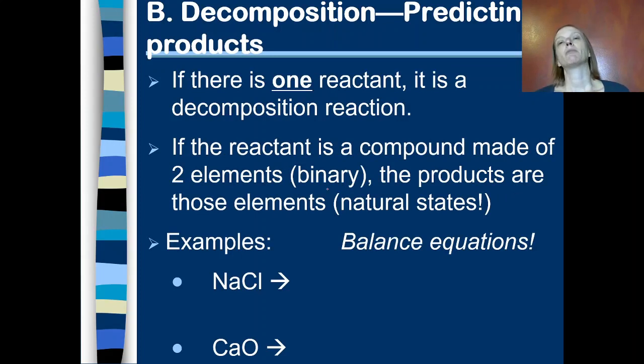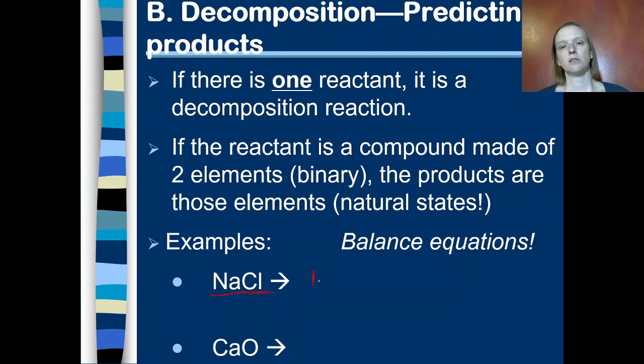So, how do you go about predicting the products? Again, there are complicated decomposition reactions out there, but if I'm asking you to predict the products, it's going to be one of the easier examples. So, anytime you see just one reactant, it is a decomposition reaction. So here, there's just one compound to the left of the arrow. If the reactant is a compound made up of just two elements, like we have here, sodium and chlorine, then it's a binary compound, and therefore the products are just going to be the elements that were in the compound.